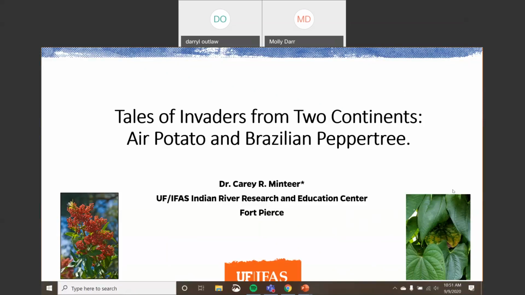So we're going to talk about two forest invaders from two different continents: air potato and Brazilian pepper tree. There's an asterisk by my name because this is a huge caveat. I just get to be the person that tells you about these invasives and the control programs surrounding them. This is definitely 30 years worth of work. I cannot possibly list everyone who has had a hand in this work on this title slide. So if you're particularly interested in a portion of the story, the works are cited on each of the slides as we go through.